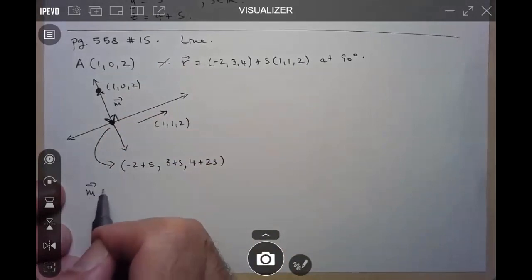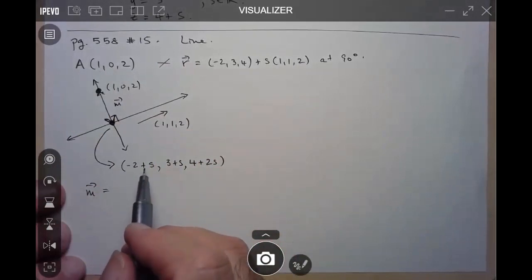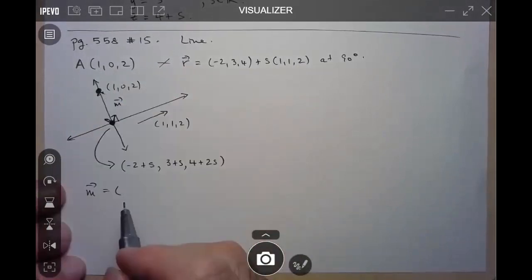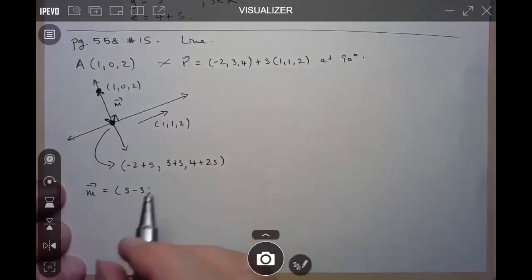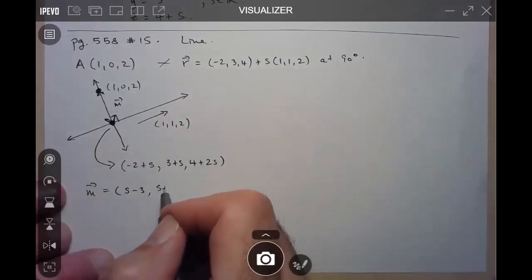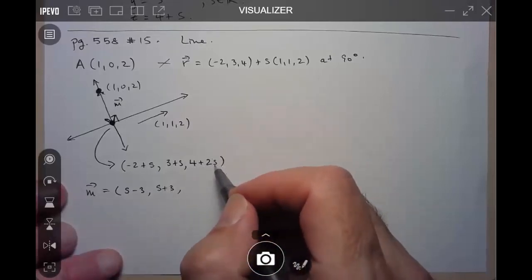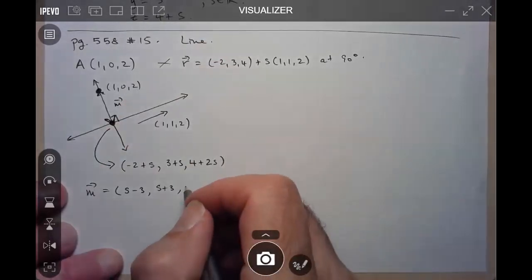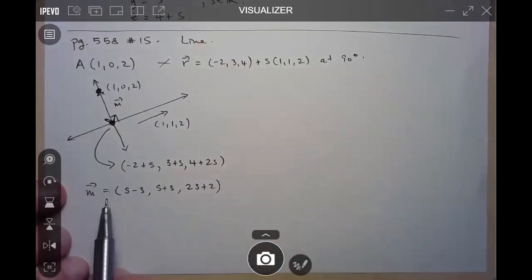So m is going to be gotten by subtracting, second minus first. So it's going to be -2 plus s minus 1. So -2 minus 1 is -3. So this is just going to be s minus 3. Here, 3 plus s minus 0, so I'll just write it as s plus 3. It's nice to have the variable in front. And then lastly, 4 minus 2s minus 2. So 4 minus 2 is 2, so it's going to be 2s plus 2. So this vector here, which is going to be the direction vector to the line, has this form.